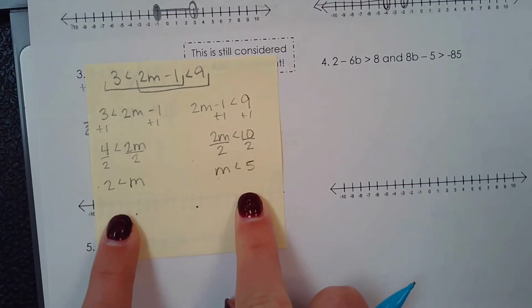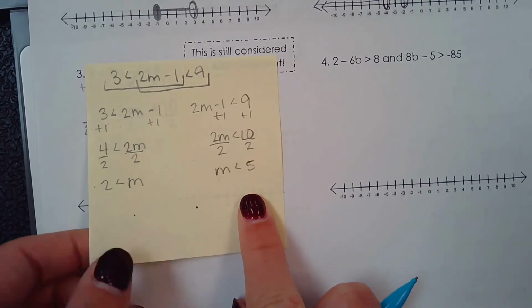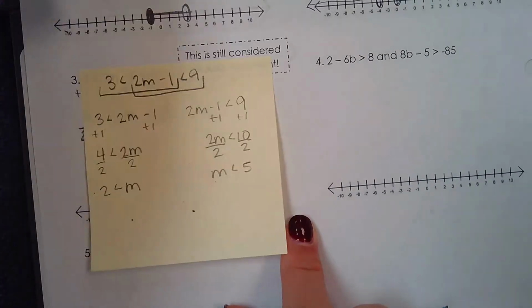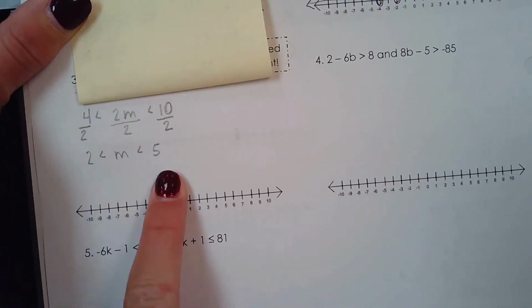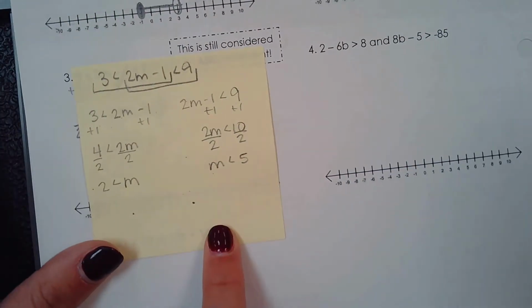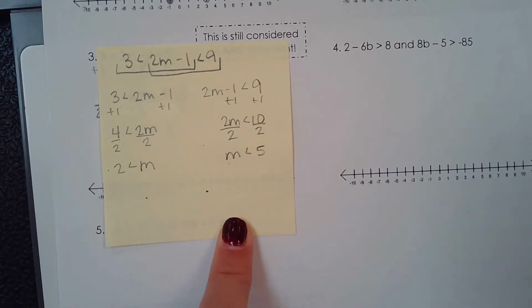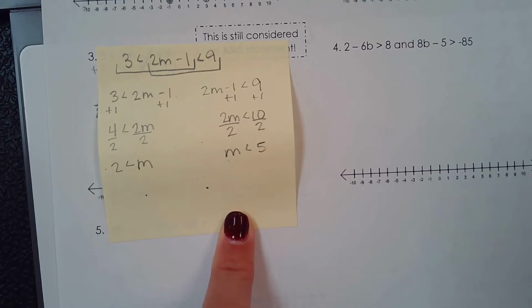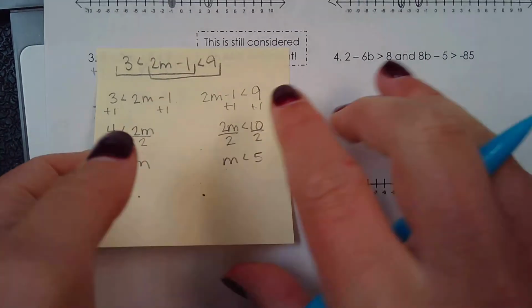So we ended up with the same thing, right? We have 2 is less than m and m is less than 5, which is what we have over here. It's just written a little bit differently. Does that make sense? Yes, no, maybe? I don't care which way you do it. Whichever one makes more sense to you is fine with me.